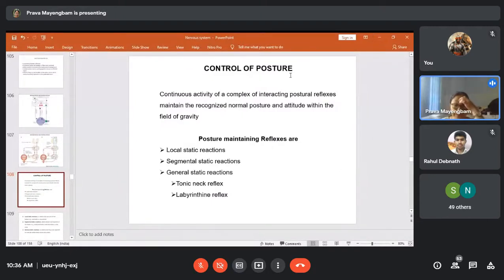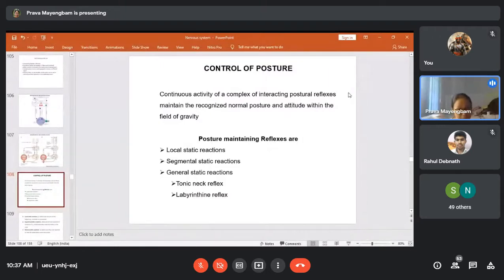How is the posture maintained? The normal posture of an animal is maintained due to the continuous activity of a complex. Read slowly in this line, because it has different meanings. There has to be continuous activity of a complex of interacting postural reflexes. So it is not only a single reflex that is going to maintain the posture of an animal.